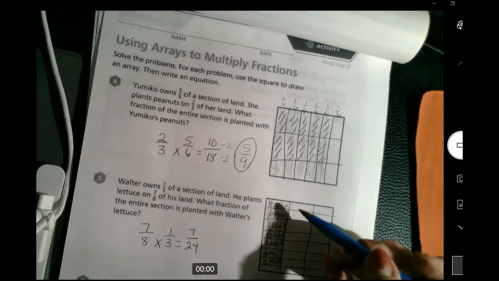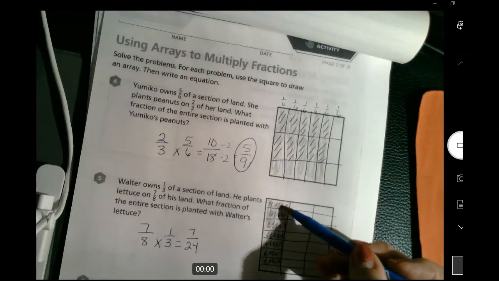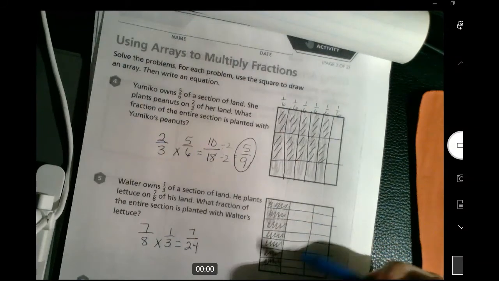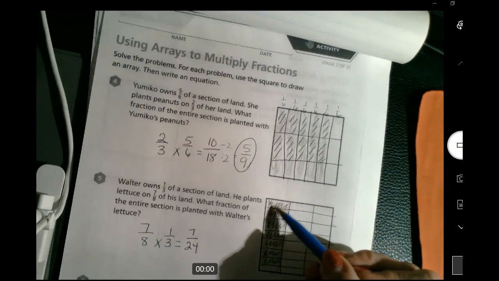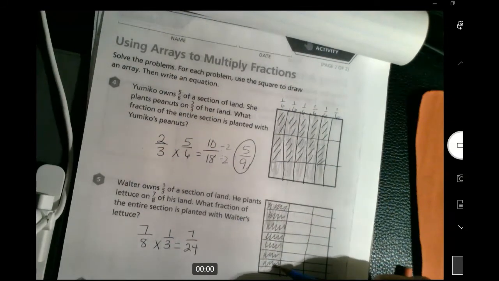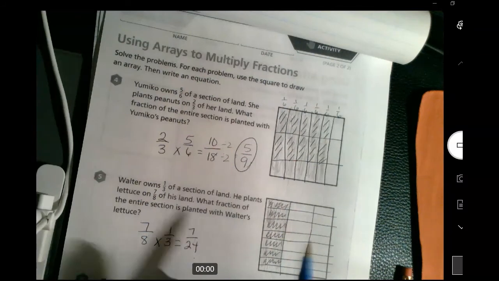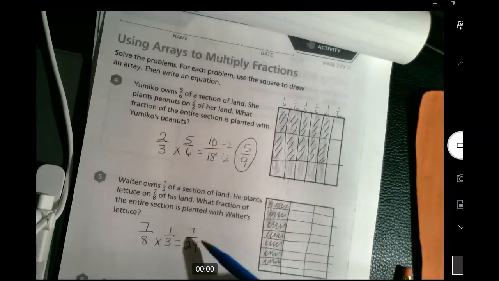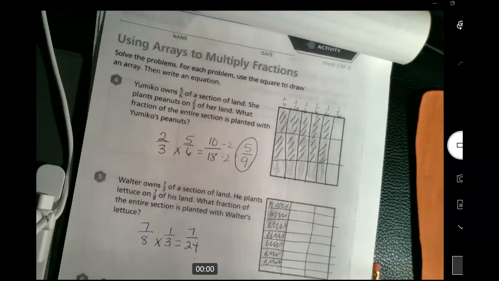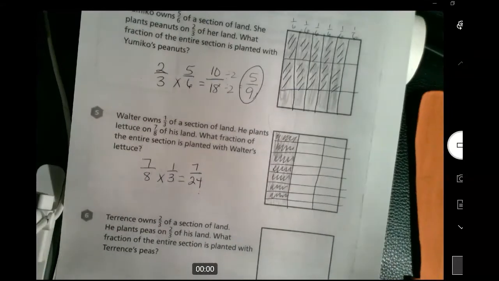Does our representation match? We should have 7 indicated. 1, 2, 3, 4, 5, 6, 7. I say double colored or with slanted marks. I do have 7. Now, how many partitions or sections are in the whole thing? It's an 8 by 3 array, and I know that's 24. So that is correct. There is no number that will go into both 7 and 24, so it is already in lowest terms. Okay, here's our last one.